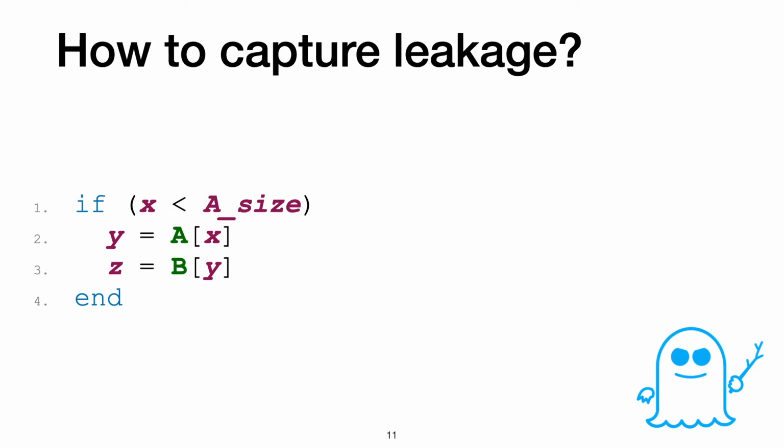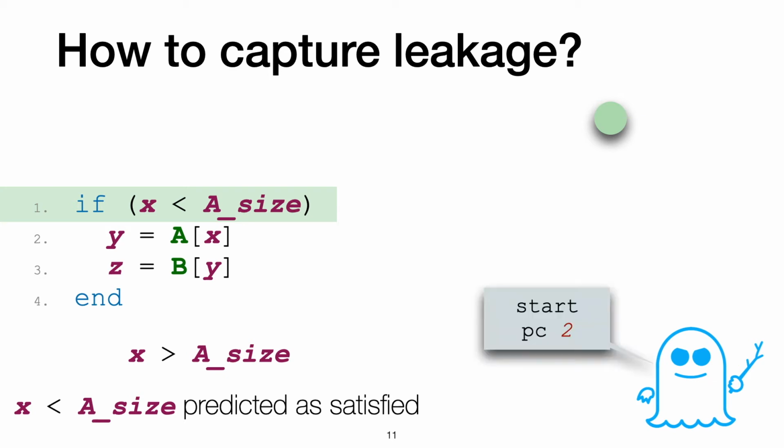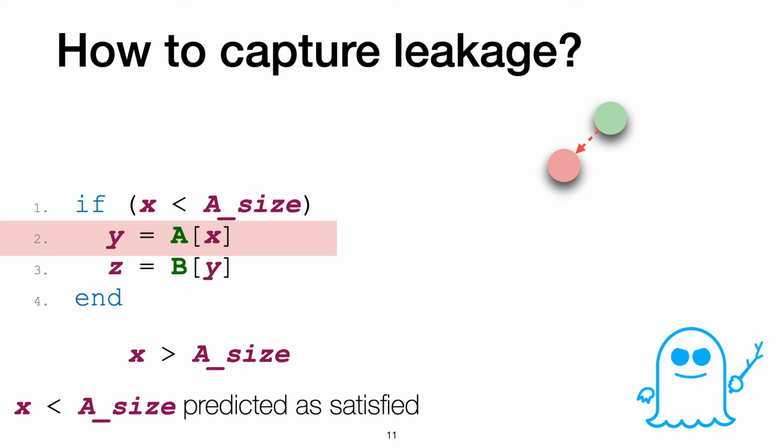This is the Spectre v1 snippet from before. We consider a case where x is out of bound and the condition is predicted as satisfied. So when executing the program under the speculative semantics, we start from statement number 1. The semantics starts a speculative transaction and moves to statement 2 since the condition is predicted as satisfied, and the attacker observes this, denoted here by the start and PC2 observations. Then we speculatively execute the first memory access, and the attacker observes the address, in this case denoted by the load a plus x observation.